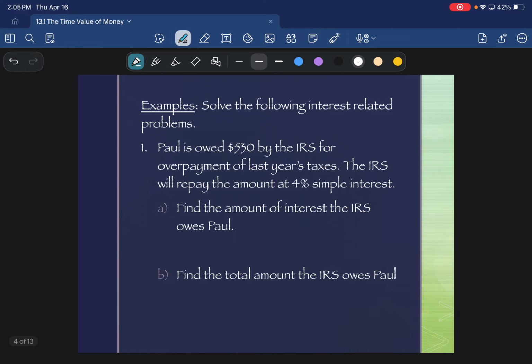Recognizing right off the top that the context of this particular problem, I didn't create it on my own. It's not authentic because it's not really the way the IRS works, okay? But for calculation purposes and so forth, it's okay. So Paul is owed $530 by the IRS for overpayment of last year's taxes. In this scenario, not in real life, the IRS will repay the amount at 4% simple interest. Okie dokie so far. All right. It says find the amount of interest that the IRS owes Paul.